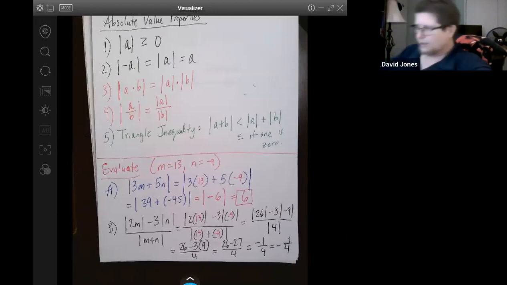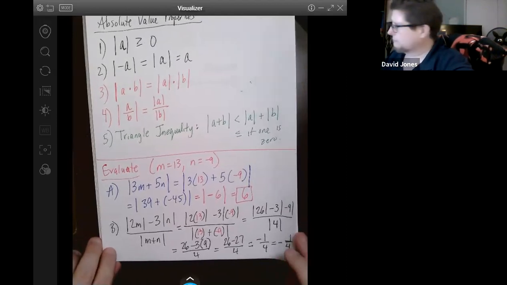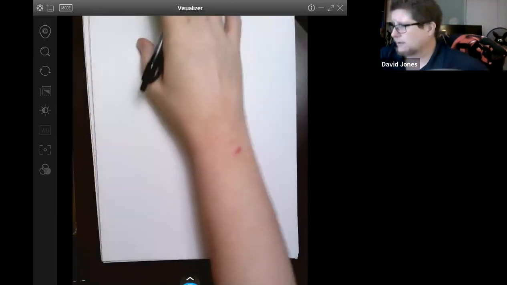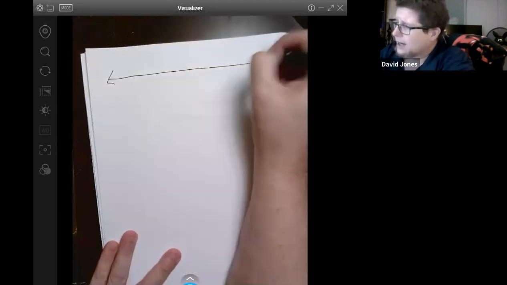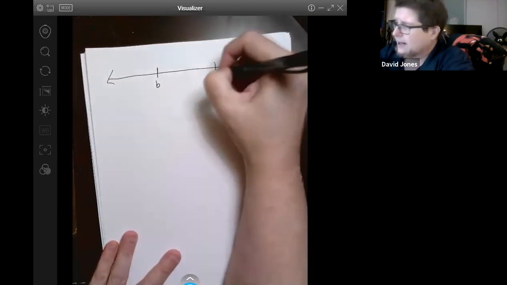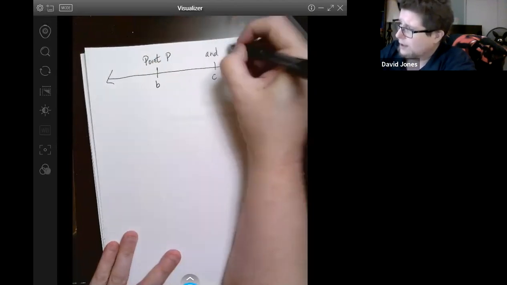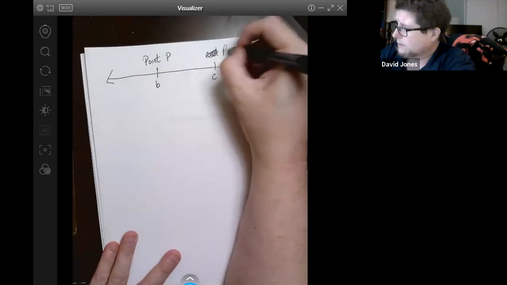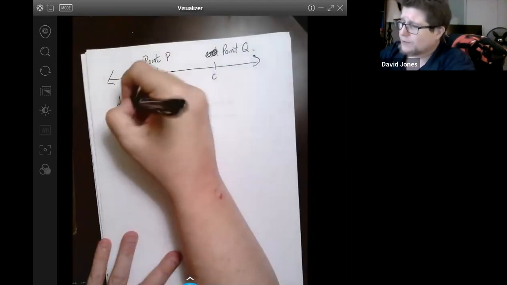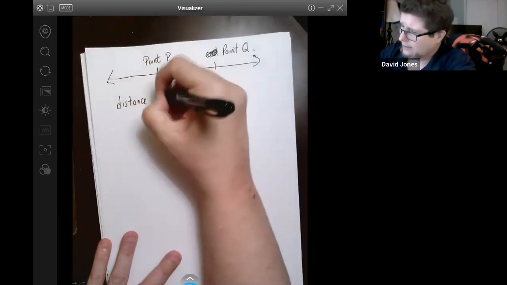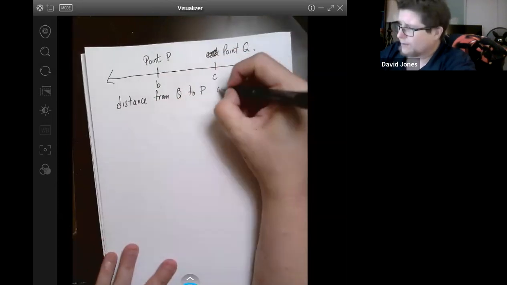One final thing that you might like, this is just helpful. Let's just have 2 points on a number line. I'm going to use B and C. Let's call this point P and point Q. The distance from Q to P or from P to Q.